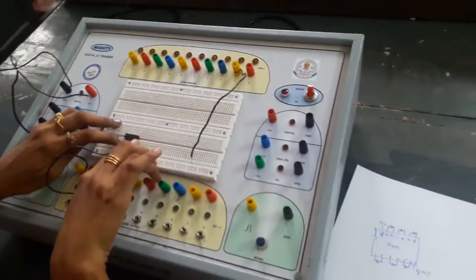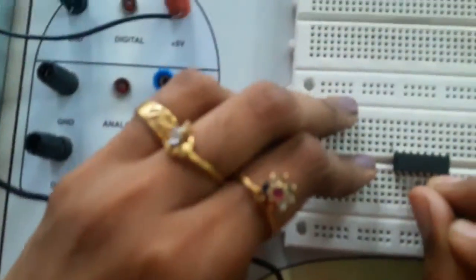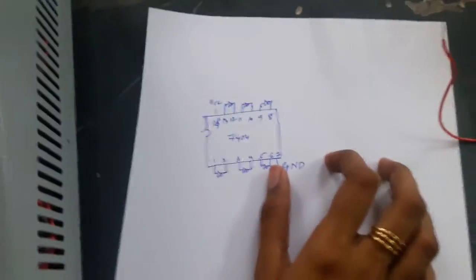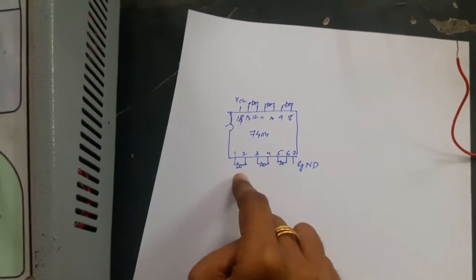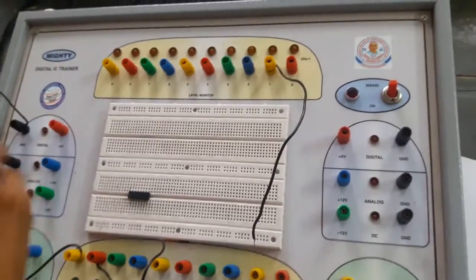This is the NOT gate. Previously I told you how to identify pin number 1. Below the notch, the pin indicates pin number 1. This is the pin diagram of the NOT gate. It has only one input. Pin number 1 is the input and pin number 2 is the output. Now we can see how to connect the VCC, ground, input and output to the IC.